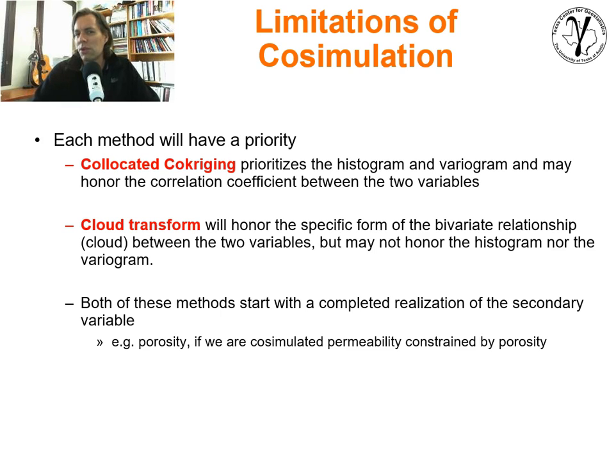Both of these methods will start with a complete realization of the secondary variable. So in the workflow, you first simulate a realization of the secondary variable, porosity if we're co-simulating permeability, or saturation as in the previous example. And so you start with that realization. Use regular simulation to get the first realization of the secondary variable, and then use co-simulation to get a realization of the primary variable, in this case being saturation or permeability, constrained by that porosity.